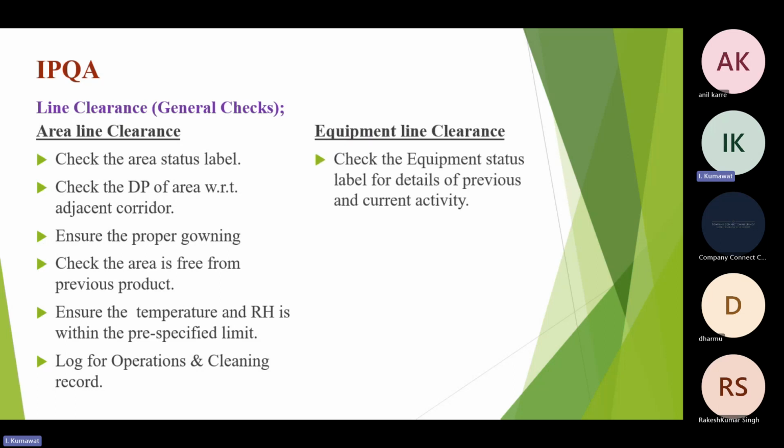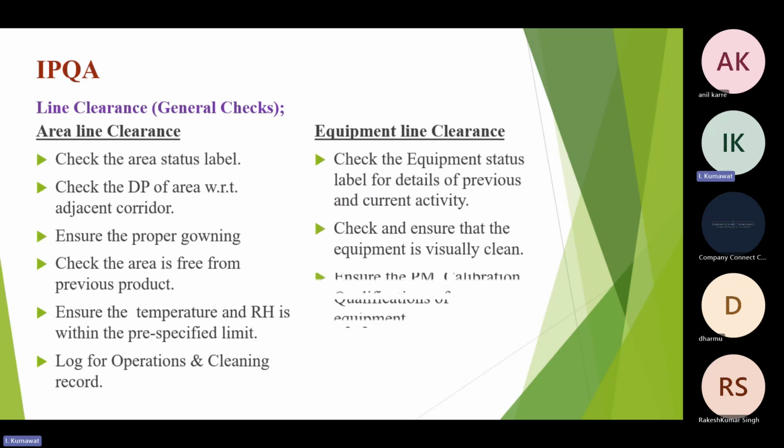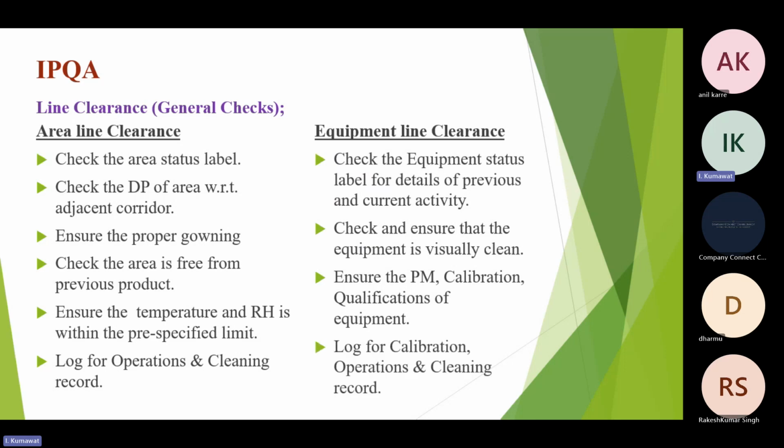Equipment clearance contains the equipment status labels for details of the previous product and current activities. Check and ensure that the equipment is visually clean. Ensure that the PM, that is the preventive maintenance, calibrations, and qualification of the equipment are within the due date. Then log for the calibrations, operation and cleaning record.